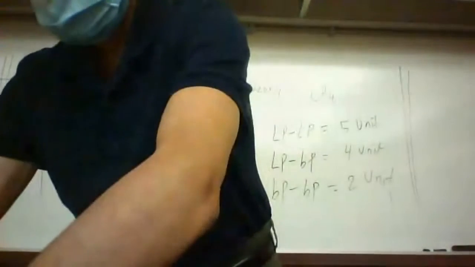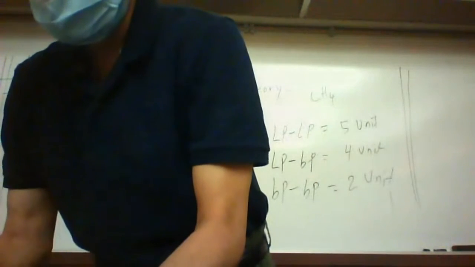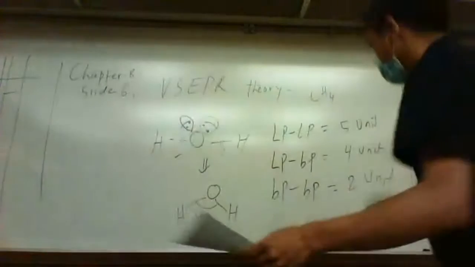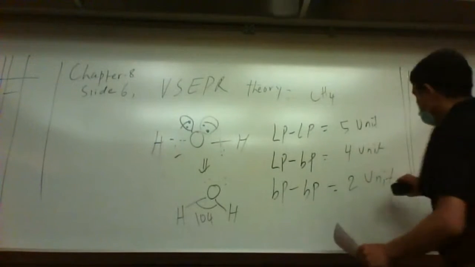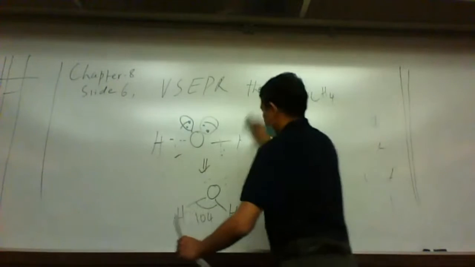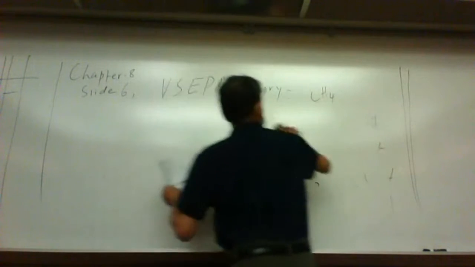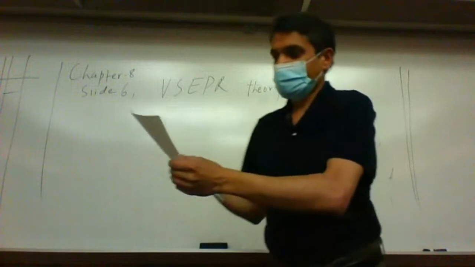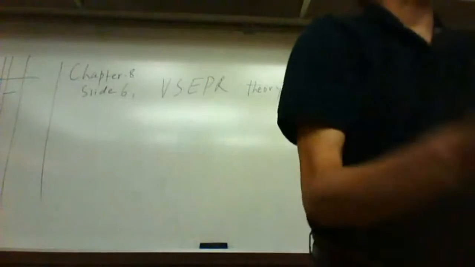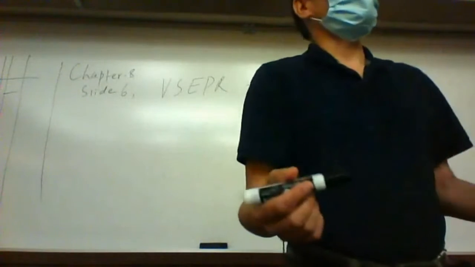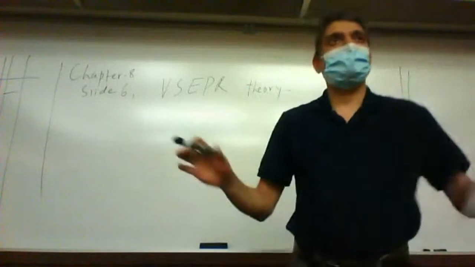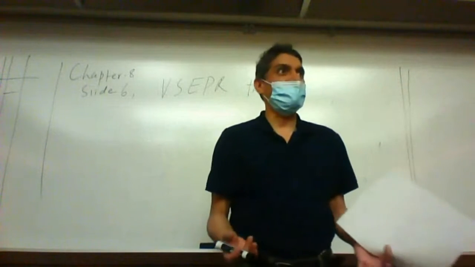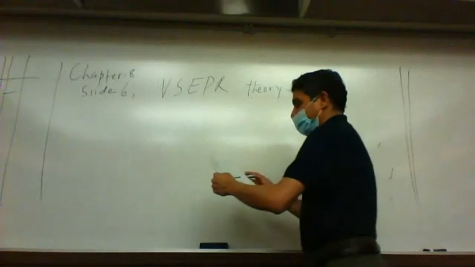So this is slide 6. Now let's look at another one. Slide number 7. In slide number 7, there are two things we need to look at. One is the electron pair geometry, another is the molecular geometry. The electron pair geometry is not that important. Molecular geometry is important in chemistry. Yeah? So let's look at one thing here.